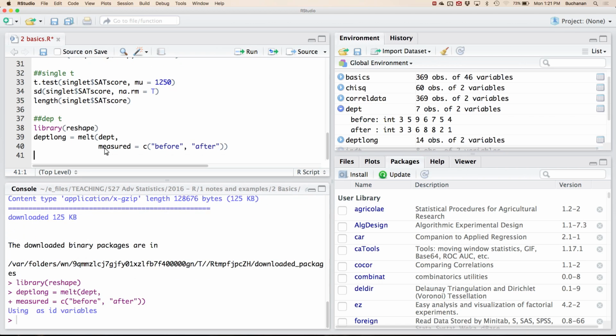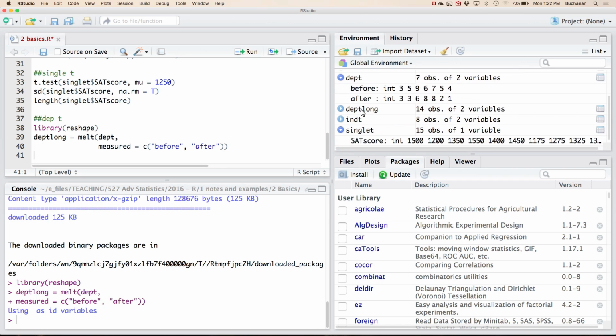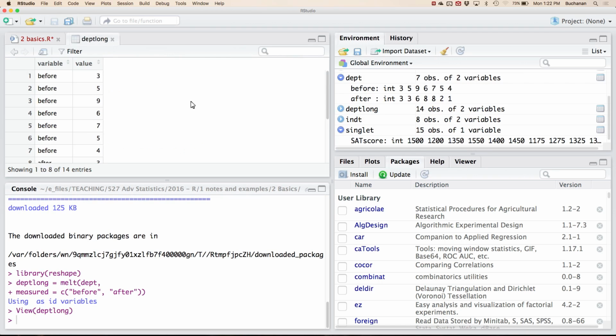So let's try that and see what goes wrong. Hopefully nothing. It'll give you a little warning down here. It says using blank as ID variables. That's because we left it blank. That's okay. And then if you look at the data set by clicking on it, now you should have it say before and after, and then a bunch of numbers. So it should be 1 column with your ID, 1 column with your DD.